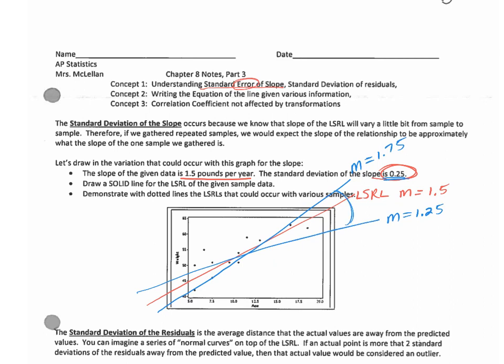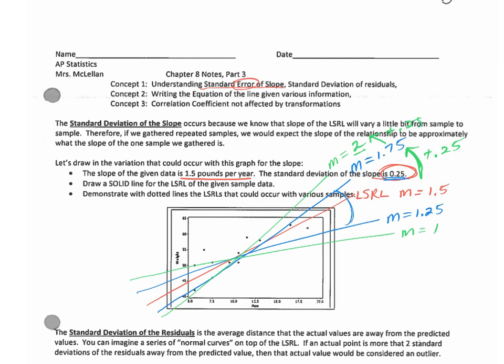And then, of course, we know 95% of samples will produce slopes that are 2 standard deviations off. So that would take you to a slope of 2, because each time I am adding 0.25. That's a standard deviation of the slope.